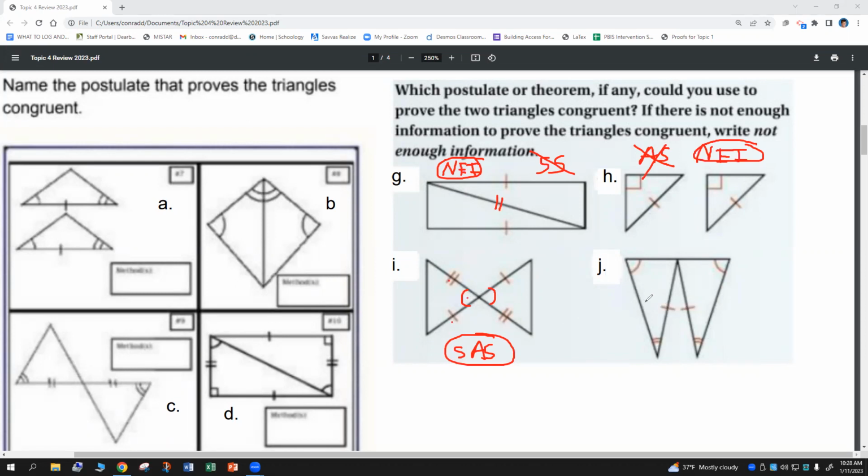Since the side is not between, it's not the included side between those two angles on either side, we're going to have angle, angle, side because it's not the included side. Okay, if the side was over here and here, then you'd have angle, side, angle. But it's not between, so it's not the included side, so it's angle, angle, side.